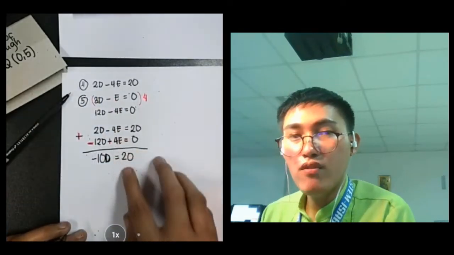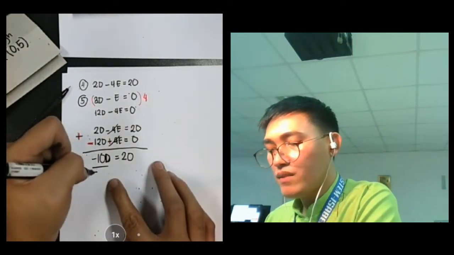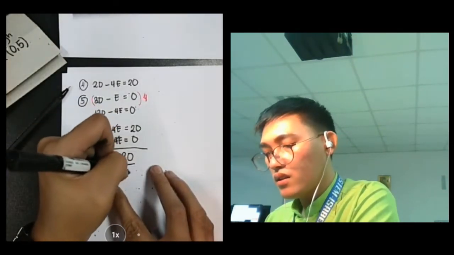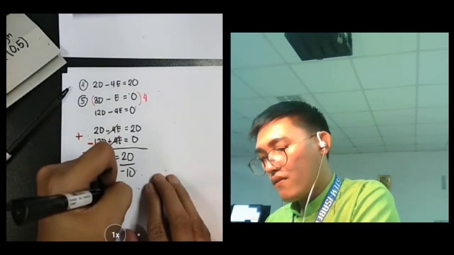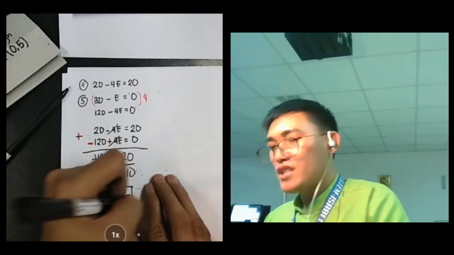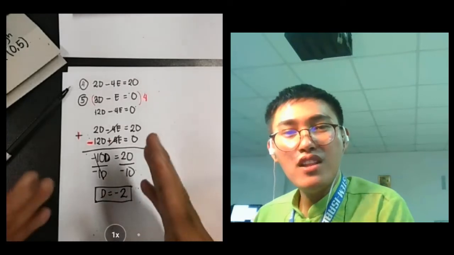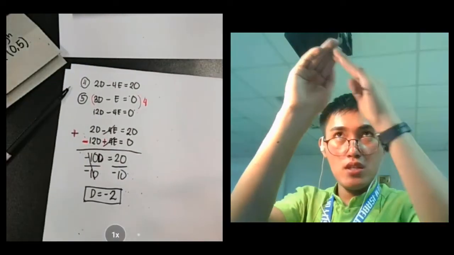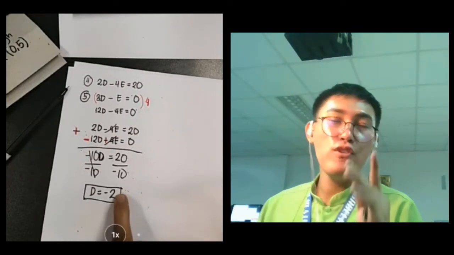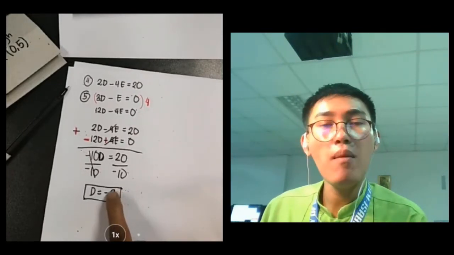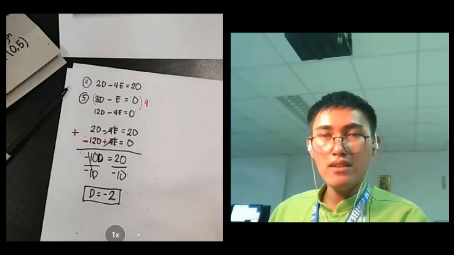Cancel. D is equal to negative 2. Alright, so we have now the value for letter D. So what we did here, we started from up to down until D is equal to negative 2. And now at this time, if we have the value of any of the variables, we will go up again. So when we go down, after we get the value of one variable, we will again go up, go to the very beginning. So we will use deductive and inductive at the same time here.